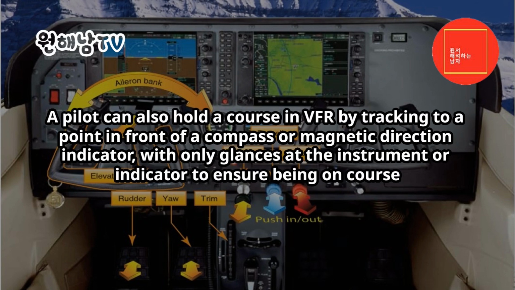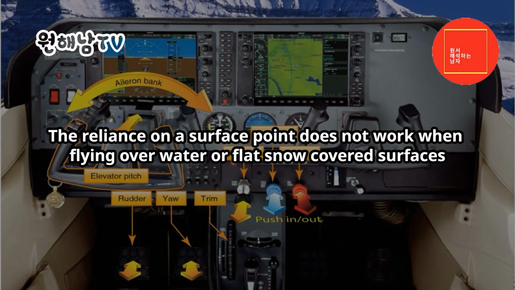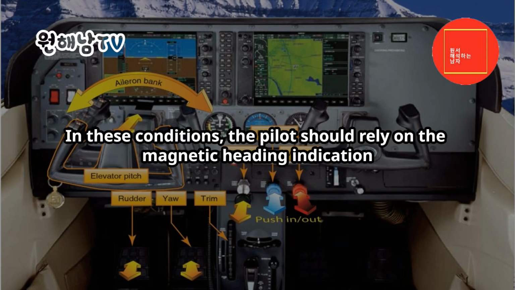A pilot can also hold a course in VFR by tracking to a point in front of a compass or magnetic direction indicator, with only glances at the instrument or indicator to ensure being on course. The reliance on a surface point does not work when flying over water or flat snow-covered surfaces. In these conditions, the pilot should rely on the magnetic heading indication.